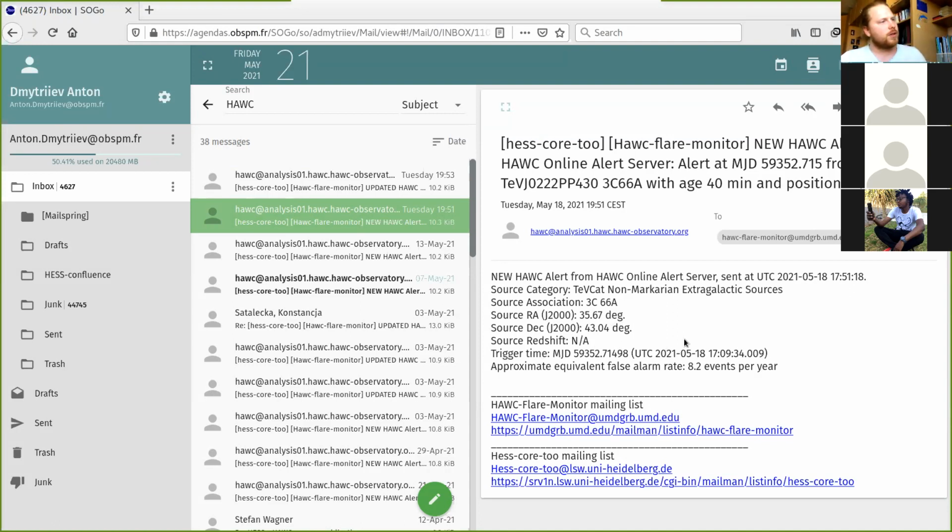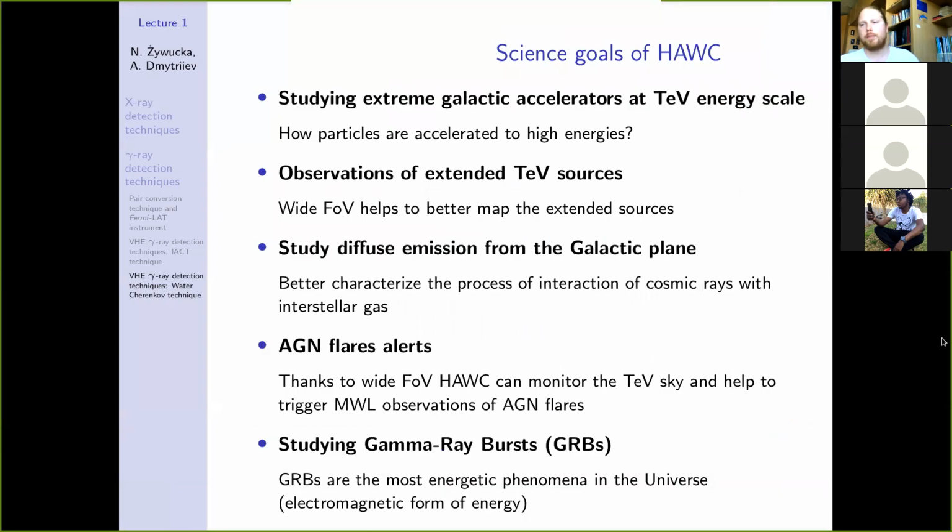So I received this email and I reported it to the HAWC collaboration, and first you need to see if the source is visible at all for HAWC, because HAWC is in Mexico, HAWC is in Namibia. You might not be able to see it. So you check if you can see that source, if there is indeed something interesting, if it's worth observing with HAWC at all. Then the decision is taken by the monitoring group whether we point the HAWC telescope to that source or not.